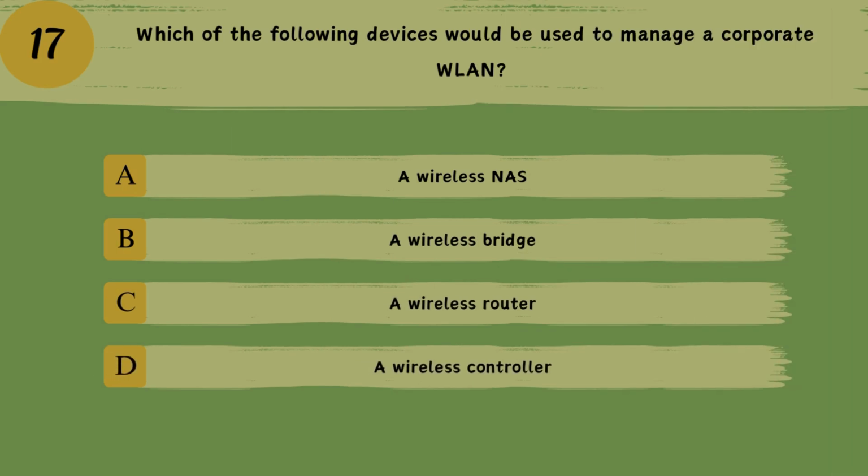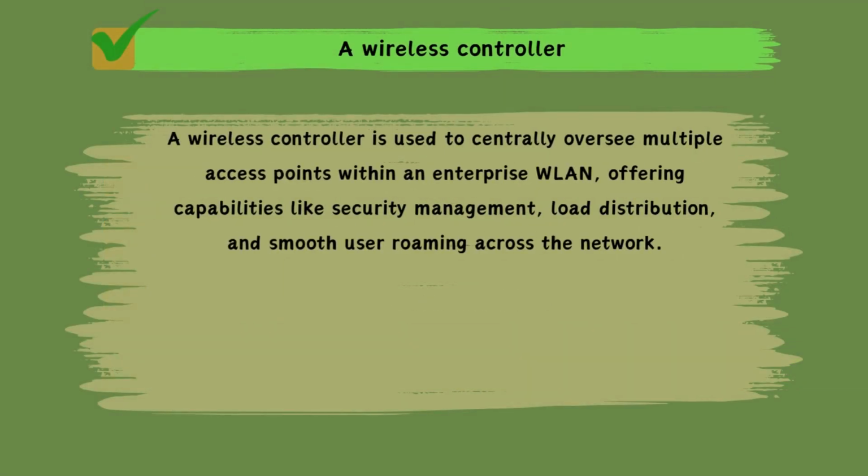Question 17. Which of the following devices would be used to manage a corporate WLAN? A. A wireless NAS, B. A wireless bridge, C. A wireless router, D. A wireless controller. Correct answer, D. A wireless controller. A wireless controller is used to centrally oversee multiple access points within an enterprise WLAN, offering capabilities like security management, load distribution, and smooth user roaming across the network.